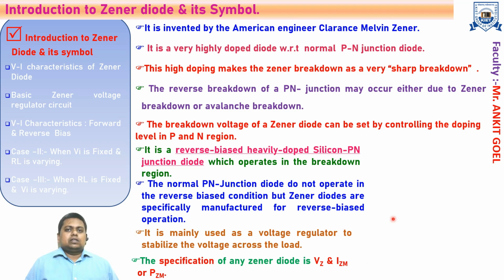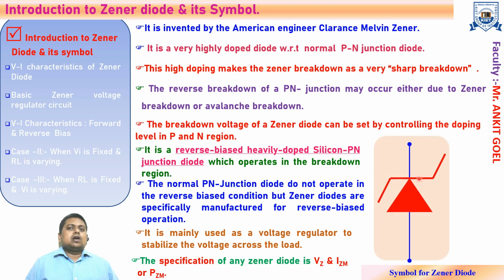So let's start with the symbol. This is the symbol of the Zener diode, in which this is called the cathode terminal and this is called the anode terminal. And this Zener diode has the specification VZ, and I have taken the PZM as a second specification. You can calculate the IZM from these two also.